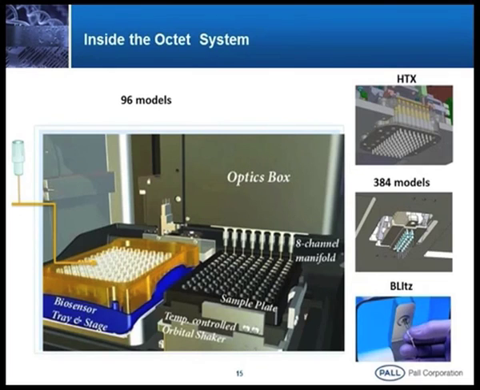If I have 16 samples, I can choose 16 heads. If I have 48 samples, you can choose 48 heads, depending upon that. The last single, the Blitz instrument, is a single channel, manually operated. You have to put the sensors manually and then read. But the rest of these high throughput instruments are all automated.